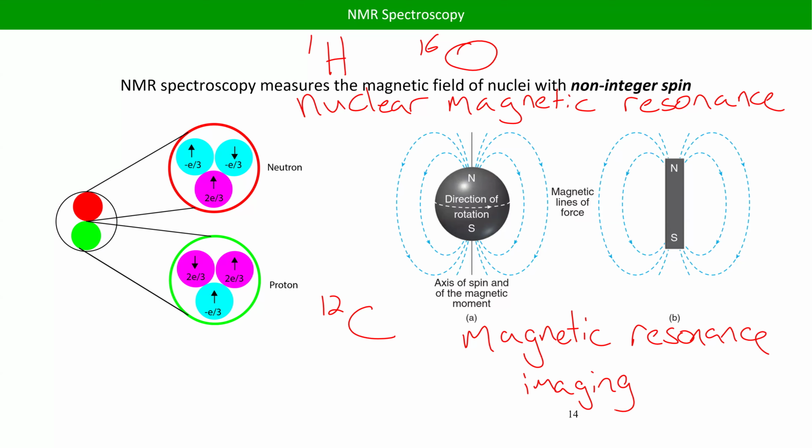In NMR, they're not nuclear reactions. Correct. We're looking at the nuclei, but the nuclei are not changing. Nuclear reaction means your nuclei are changing, like carbon 14 turning into carbon 13.